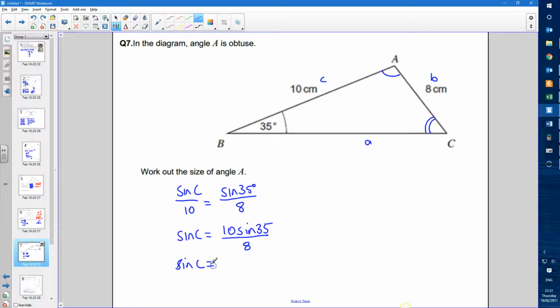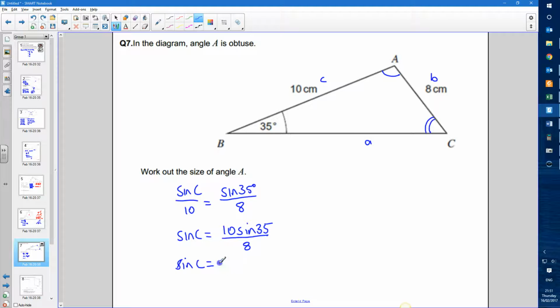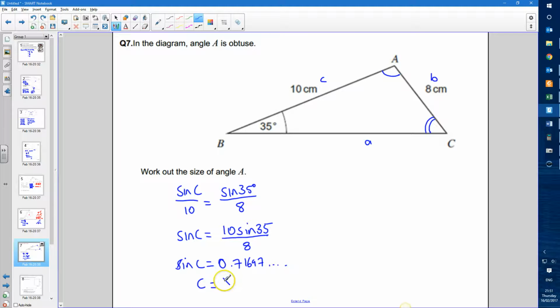Sine C is equal to 0.716977, etc. But I'm going to keep this number in my calculator, and I'm going to say that C is going to be the inverse sine of this. So let's do the inverse sine of the last answer, and that is 45.8 degrees. Okay, so what we're saying is this angle here is 45.8 degrees. I'll label that in there.